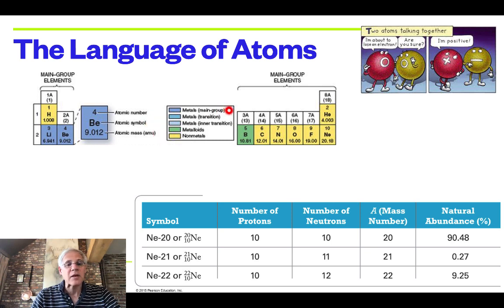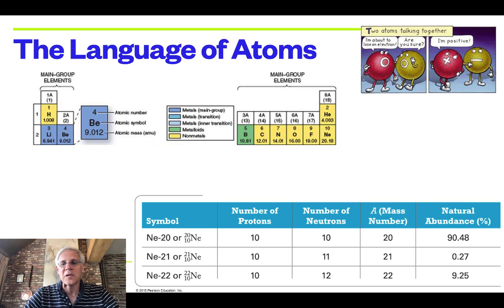We have things like our metals in the main group region of the periodic table, metals that are in the transition area, so transition metals. We have inner transition metals. We have metalloids, also called semimetals, and then we have nonmetals. And then we have all kinds of other things thrown in there as well.